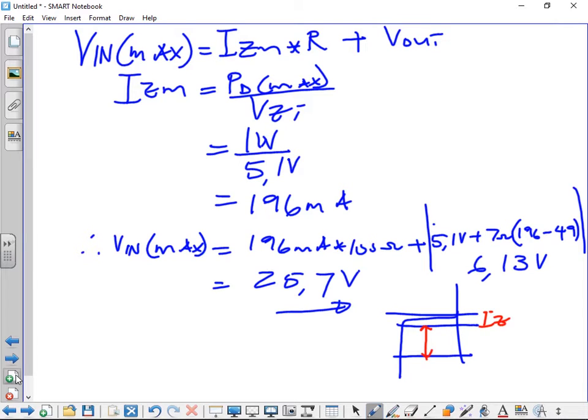Here we have IZK and here we have IZM. So for as long as current on the output goes between IZK and IZM, the voltage, which is represented by this part here, will be as constant as possible, because this is what the Zener does. When the current flows in through it, it is IZ. Let me just show you that.